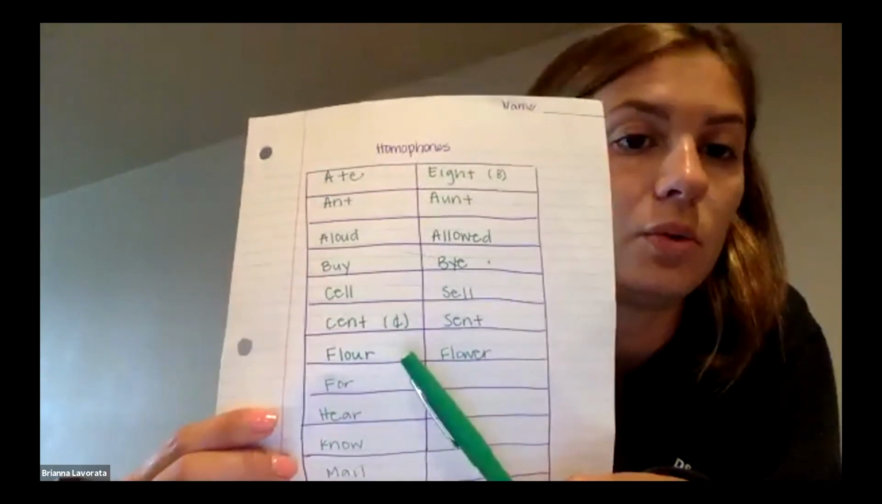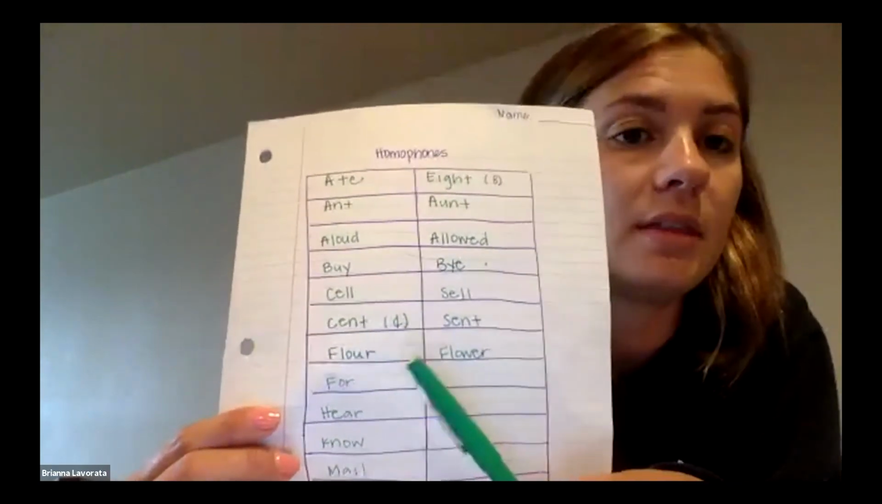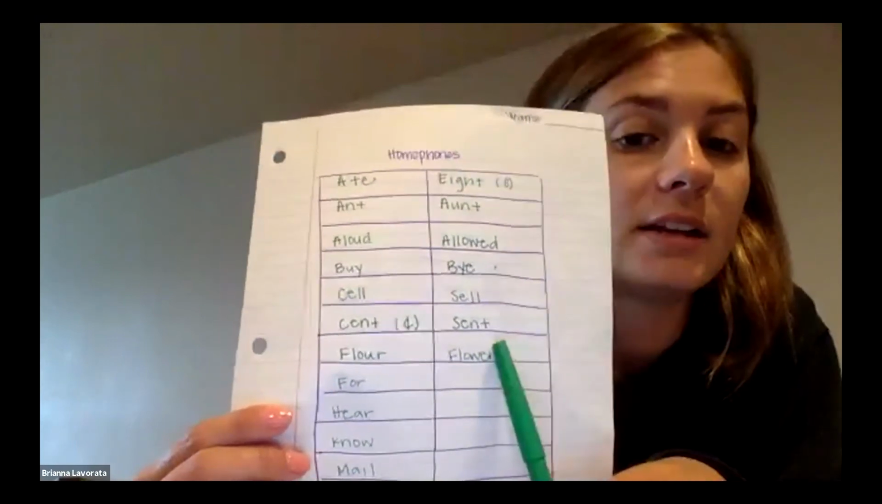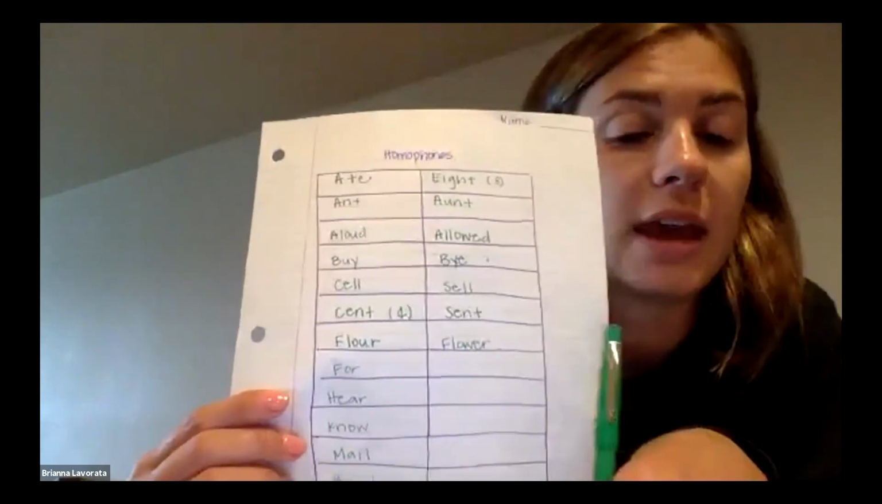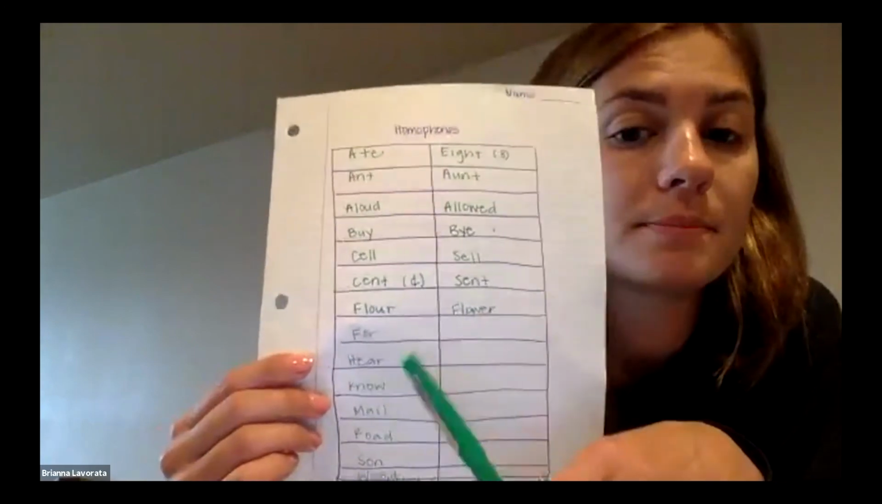Flour, an ingredient that you bake with in the kitchen, and flower, like the type of flowers I just showed you, okay, like a plant, something that grows in the ground.